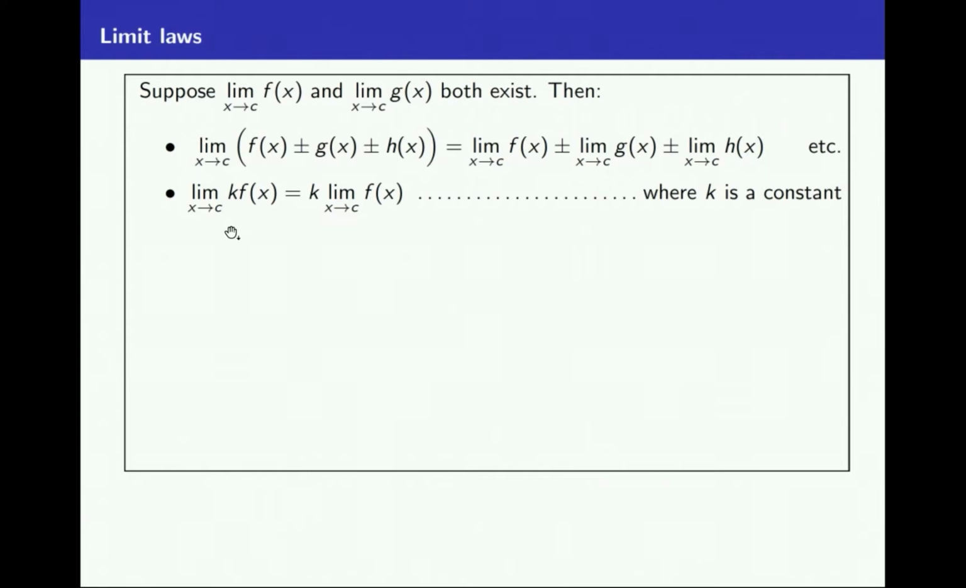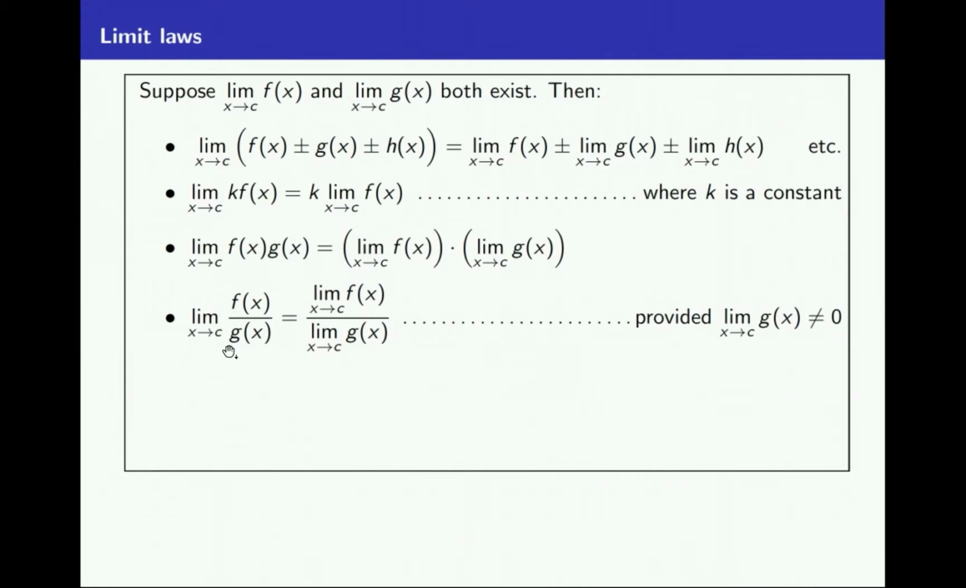We had the so-called constant multiple rule. The limit as x approaches c of k times f of x equals k times the limit as x approaches c of f of x. In other words, a constant k can be factored outside the limit. The limit as x approaches c of f of x times g of x equals the limit as x approaches c of f of x, which of course is a number, times the number which is the limit as x approaches c of g of x.